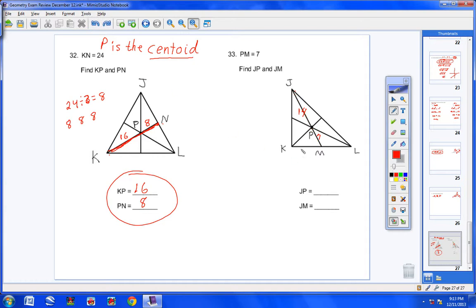So now let's see if I can answer these questions. How long is JP? Well, it's 14. I just said that a second ago. And how long is JM? Well, the whole segment is 14 plus 7, so it's 21. Okay? So there we go.